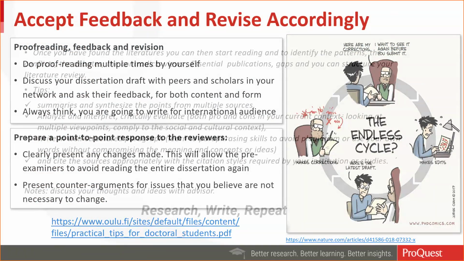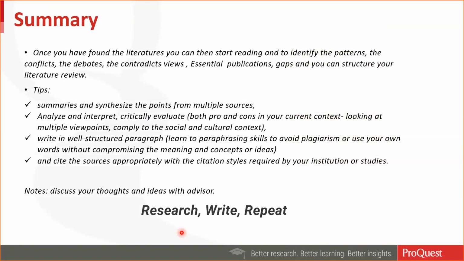Okay. Now, in summary, once you have found the literature, you will start reading, identifying the patterns, the conflicts, the debates, the contradicting views, the gaps and so on. That is the most important. When you read a dissertation or thesis, it is no longer like reading a novel. You have to read it 2-3 times to understand the ideas and the concepts. In summary, synthesize the points from multiple different sources. Then you analyze it, interpret it, and critically evaluate it, putting in both the pros and the cons in context and so on.